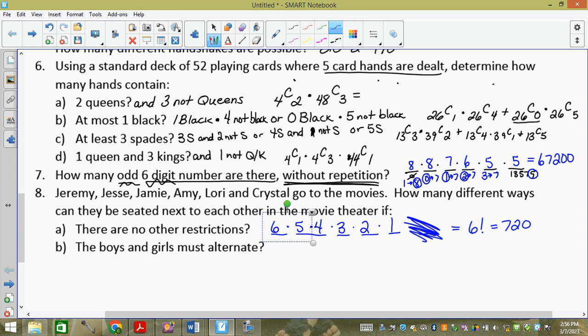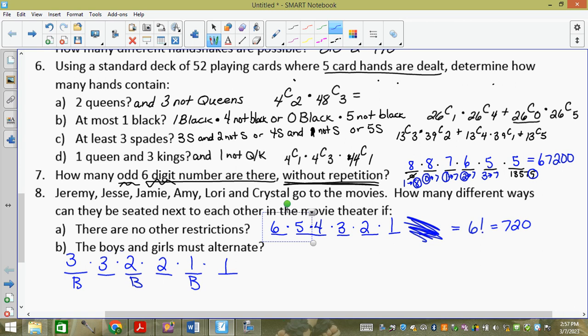And someone sits down. The boys and girls must alternate. You have to watch yourself. So if this is boy, boy, boy, I would have 3 once it's down to 1, and then 3, 2, 1. I know it confuses people because I didn't say Jeremy, Jesse, and Jamie are boys. I know our 2 brothers have kind of girl-boy names. But the first 3 are boys. The last 3 are girls. So 3, 2, 1, 3, 2, 1.